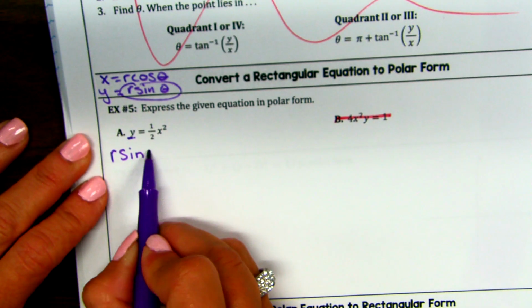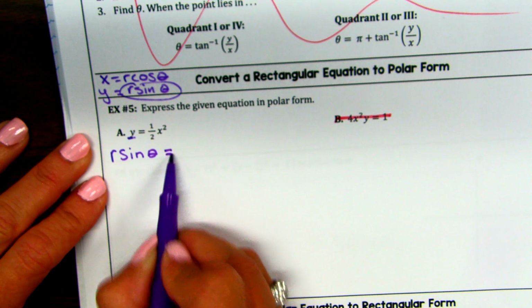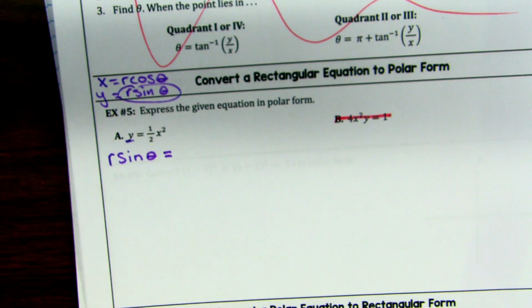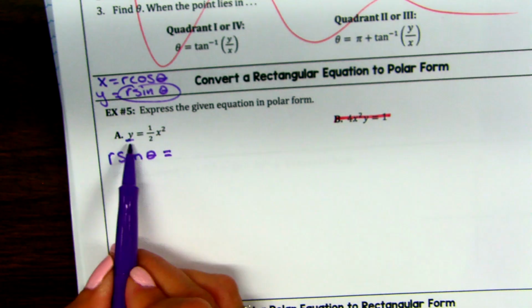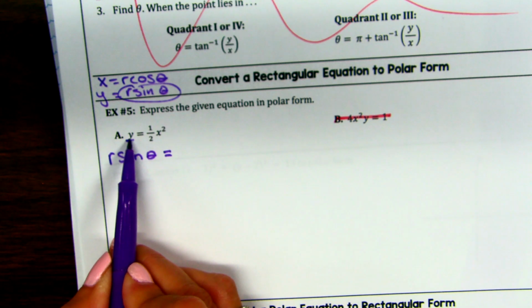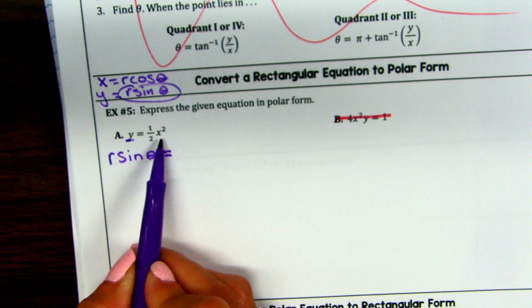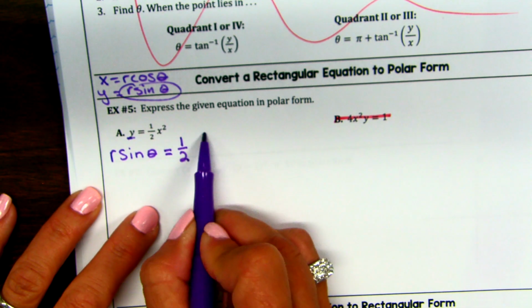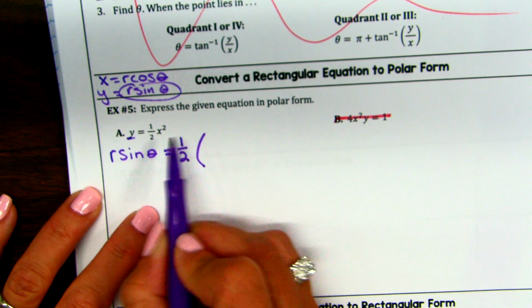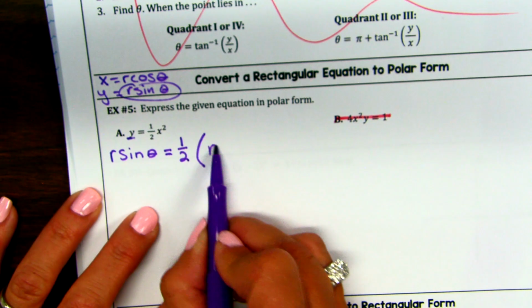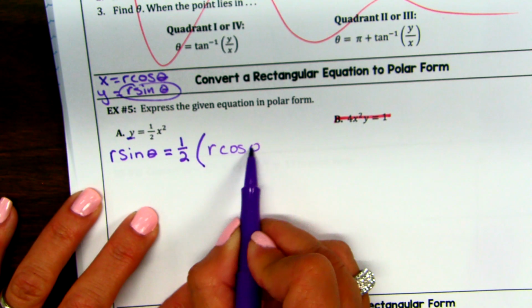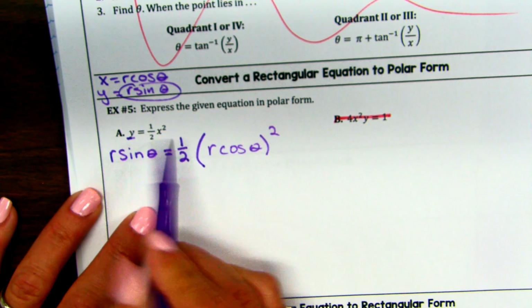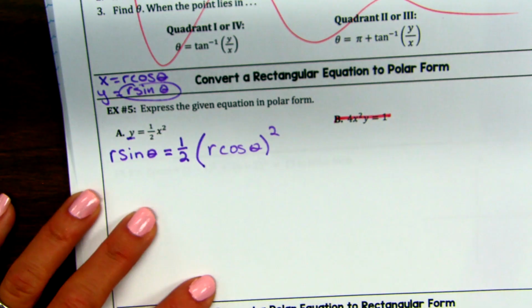R sine theta equals... okay, so I just solved one issue. I got rid of one of my rectangular variables, got rid of y. I need to do the same thing for x. 1/2 times x is r cosine theta. Don't forget there's a squared on that x though.